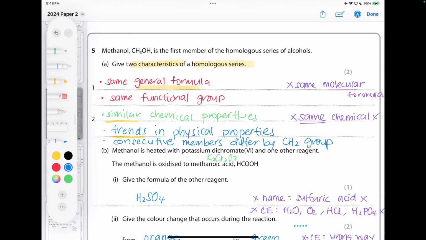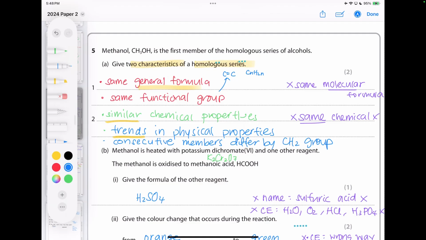The easiest to name is actually the first two, same general formula. So if you're looking at, for example, alkene, which is the C=C double bond, the general formula will be CnH2n, and this is what we mean by general formula. Our functional group for alkene would be this C=C double bond.